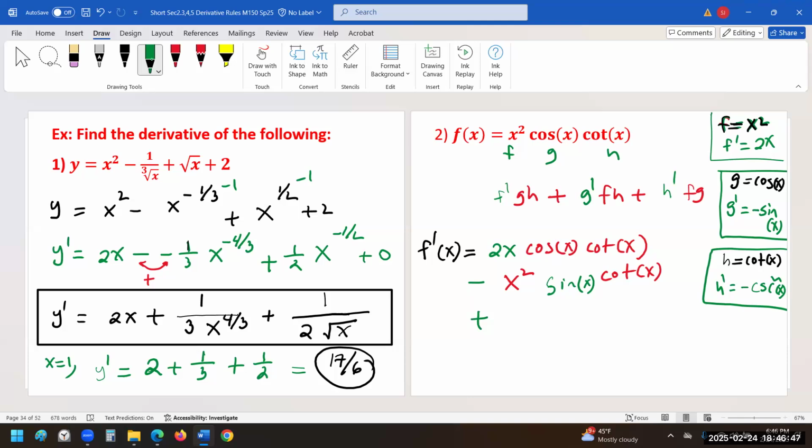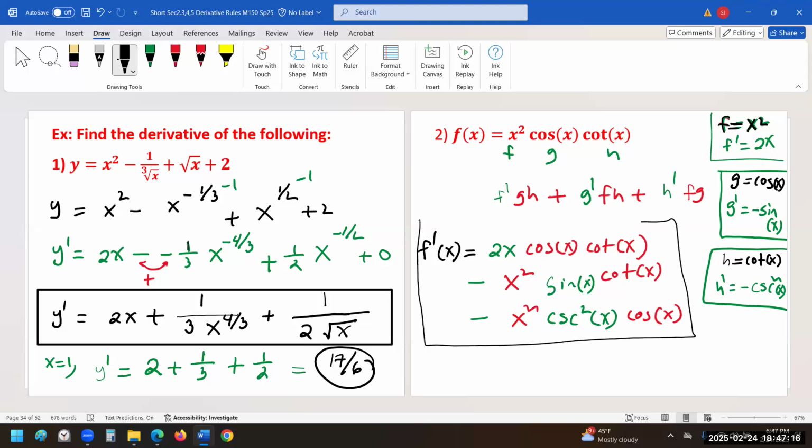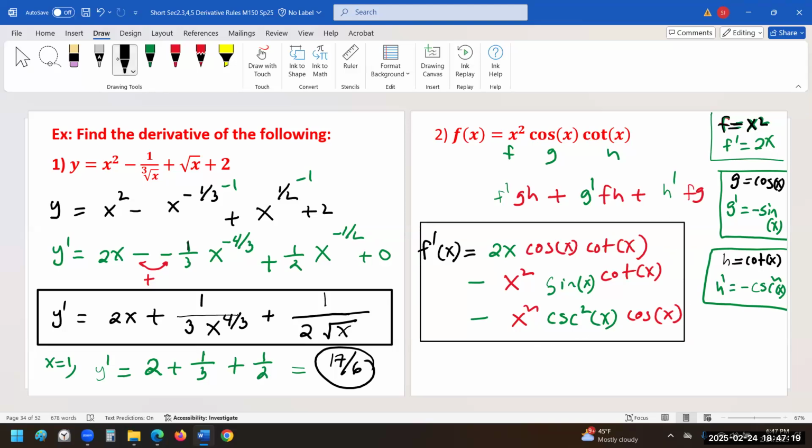And then lastly, we multiply by the derivative of cotangent. So we have another negative sign. Negative cosecant squared x. And we have to leave the x squared and cosine. So x squared and cosine of x. And now you're done. This is the derivative of this function. And I color coded for you so that you can easily understand what I did.